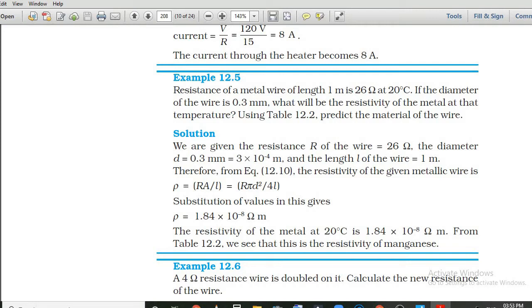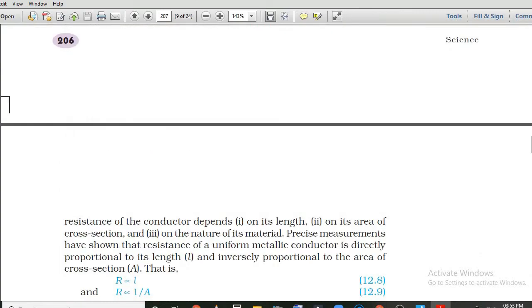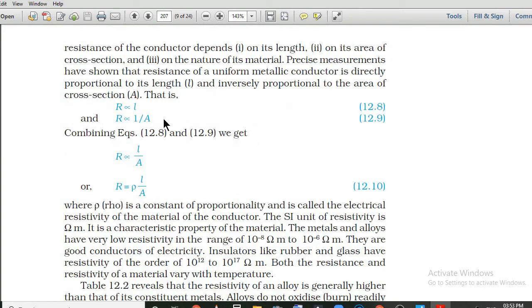Okay, so how can we solve it? We already studied an equation for resistivity in the previous section. Let us see. Here we studied the factors affecting resistance: length, area of cross section, temperature, and property of the material. If we keep the property of the material and temperature the same, that means we are not changing the material and not changing the temperature, then those two factors are constant.